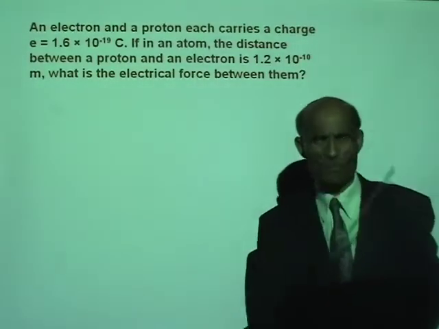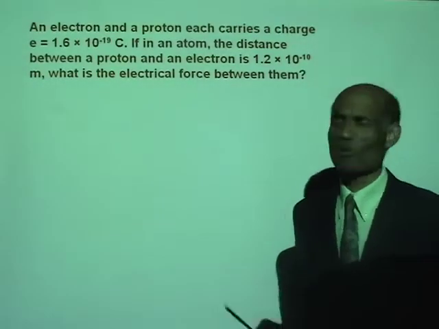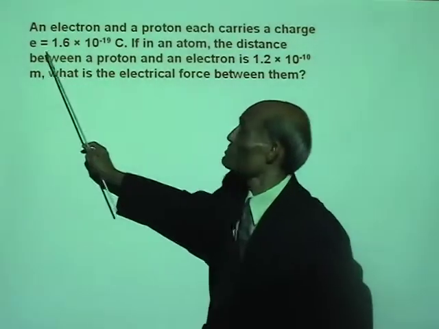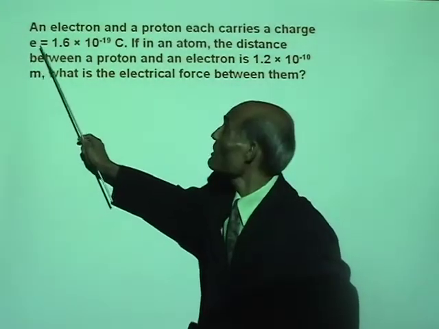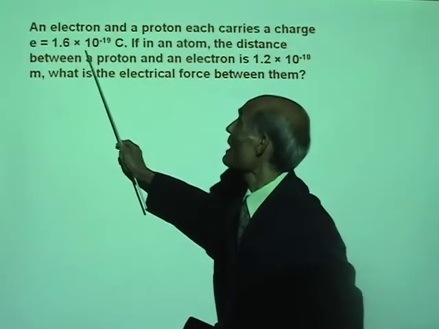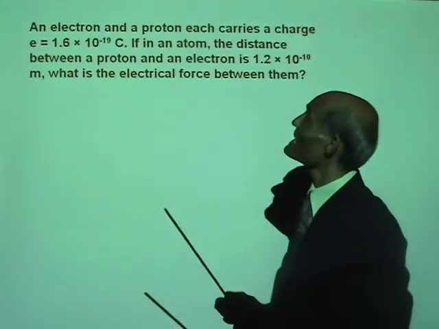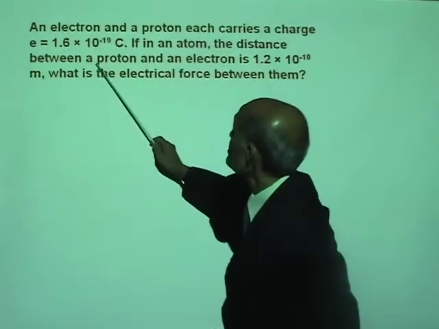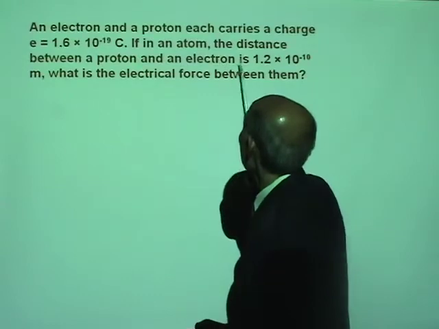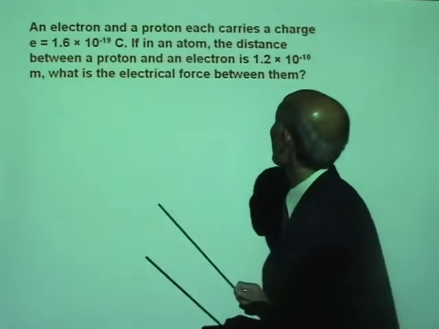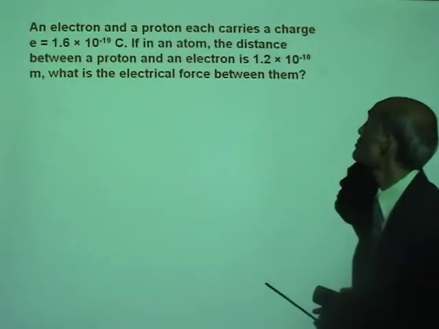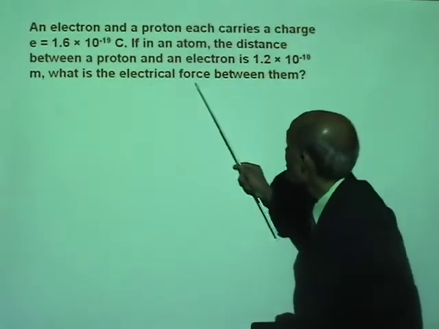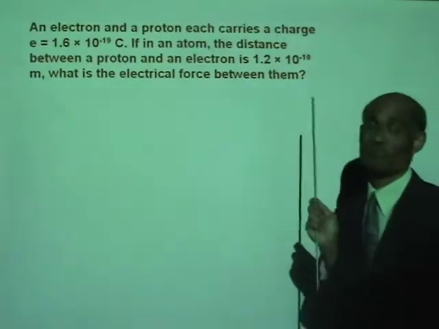Let's do a small practice problem. An electron and a proton each carry a charge. I gave you the fundamental unit of charge: e is 1.6 times 10 to the negative 19 coulomb. If in an atom the distance between the electron and the proton is 1.2 times 10 to the negative 10 meter, what is the electric force between them?